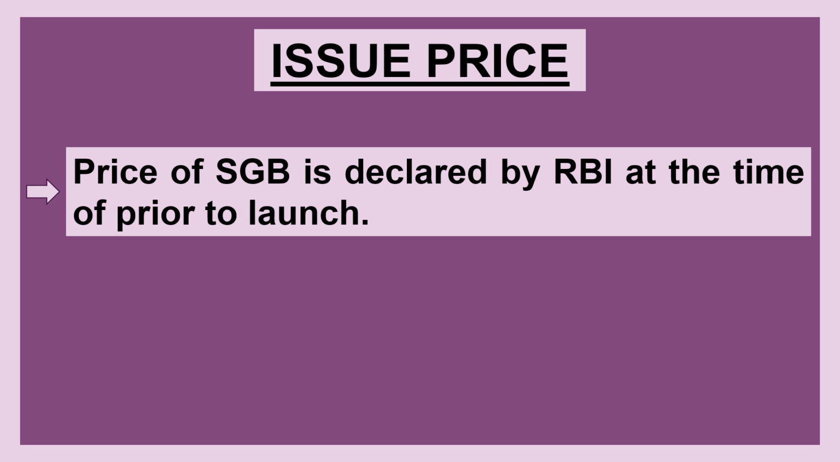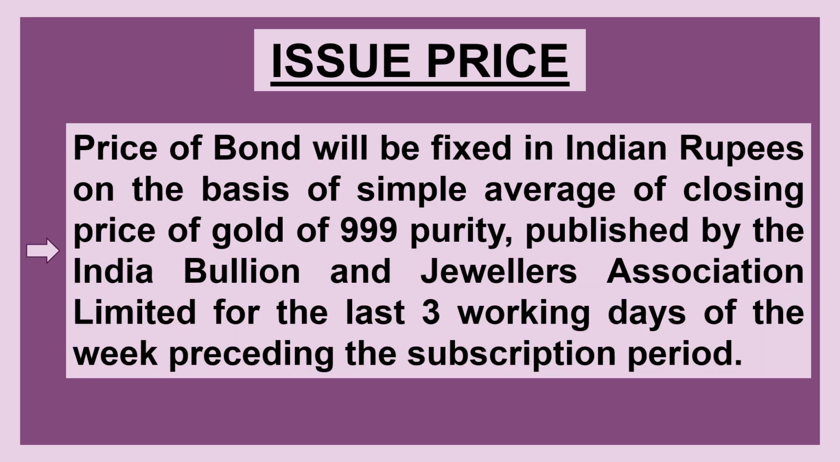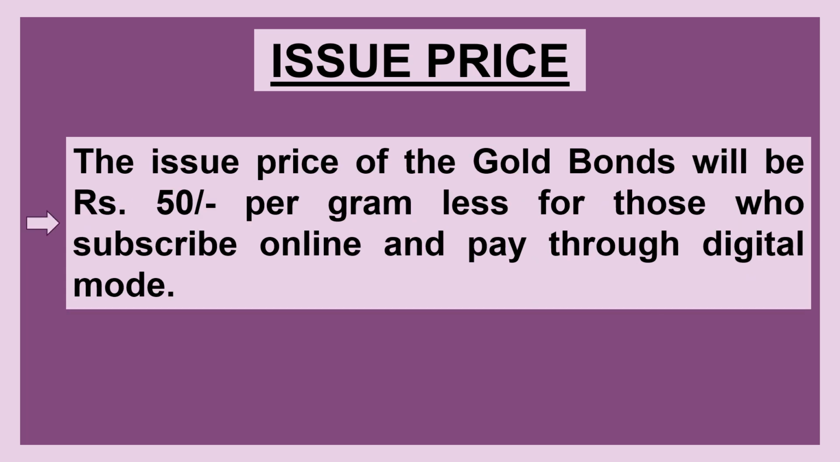Issue price. Price of sovereign gold bond is declared by RBI prior to the launch. Price of bond will be fixed in Indian rupees on the basis of simple average of closing price of gold of 999 purity published by the Indian Bullion and Jewellers Association Limited for the last 3 working days of the week preceding the subscription period. The issue price for the gold bonds will be rupees 50 per gram less for those who subscribe online and pay through digital mode.